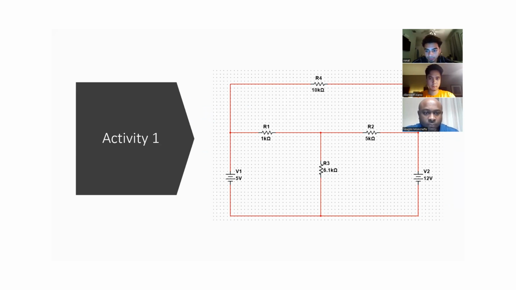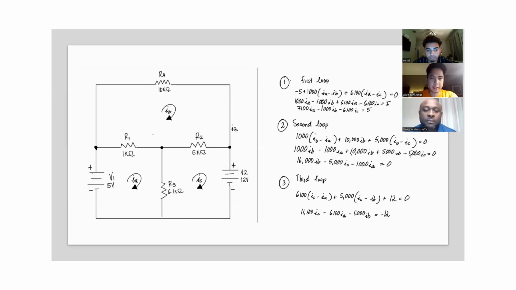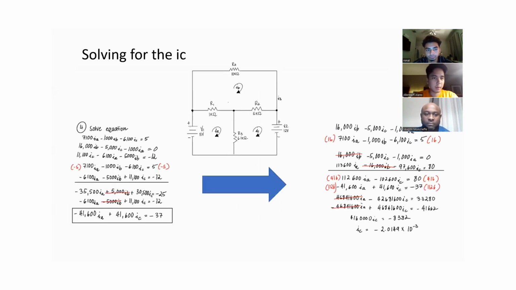Here's activity 1, and we basically have the values for the voltage sources and the resistors here. To solve this circuit, we chose the mesh current method. Pretty much mesh current is based on KVL, as you can see over here. The very first step is being able to get all the currents in all of the closed loops. Over here, it shows that we get current C.